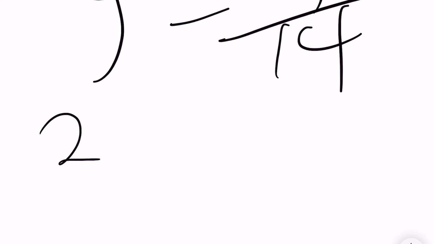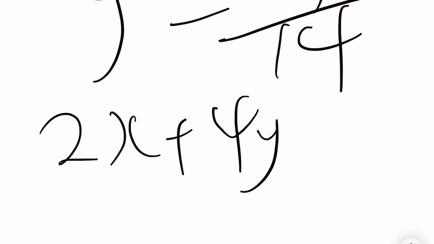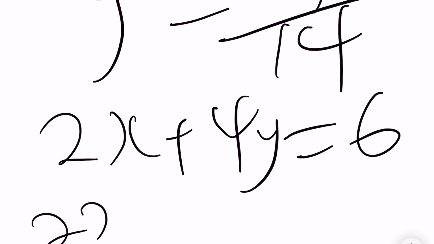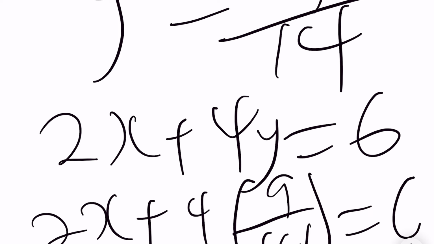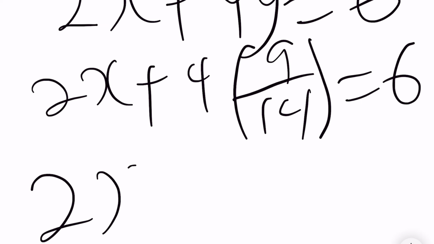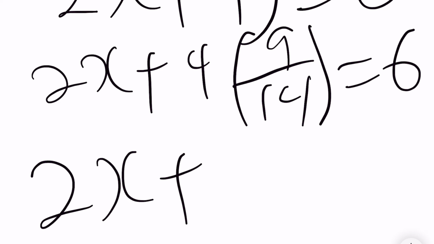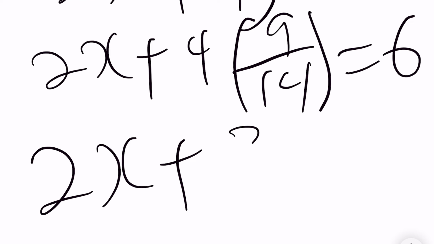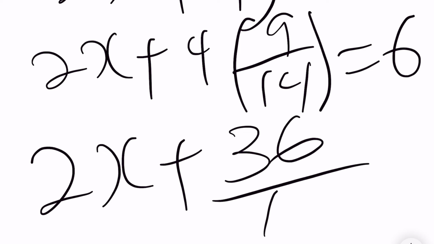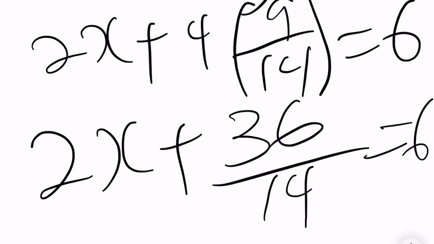Here we input it into our x. So we have 2x plus 4y equals 6. We have 2x plus 4 into bracket 9 over 14 equals 6. We have 2x plus 9 times 4, that is 36, over 14 equals 6.